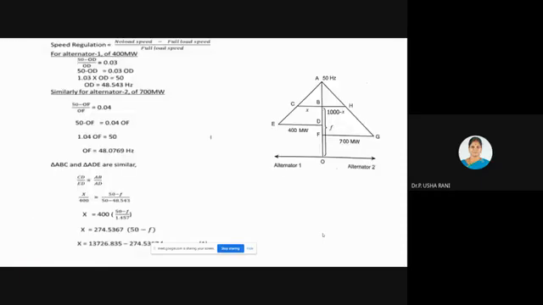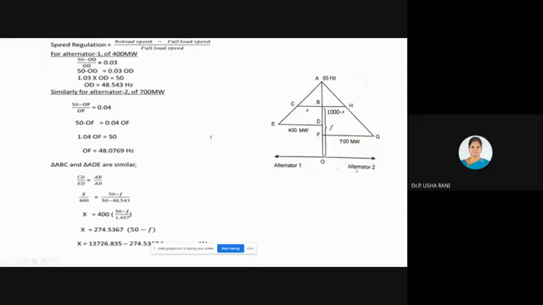So the solution for this problem is: first you have to draw the speed group characteristics for the two alternators. I am considering the y-axis as the rated capacity of the alternators and the x-axis as the frequency. OA is the frequency of 50 Hz. Alternator 1 is rated for 400 megawatt. From point A you draw a line to complete the triangle AED.